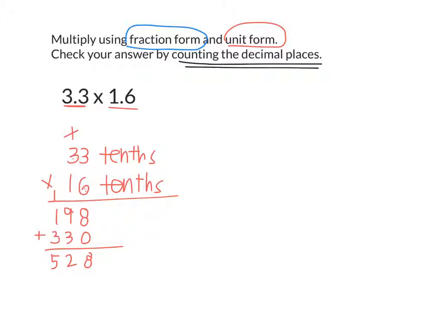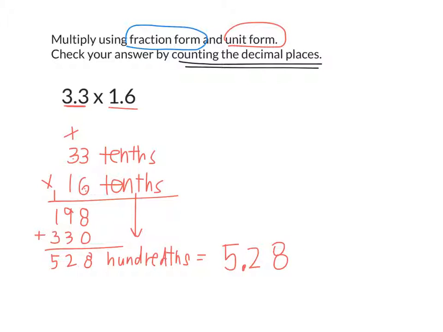528. If I have tenths times tenths, what do I have? Hundredths. Right? So 528 hundredths. That means I have 528, but I want the 8 to be in the what's place? Hundredths. So where does the decimal point need to be? After the 5. So my answer is 5.28. And that's how I multiply using unit form.